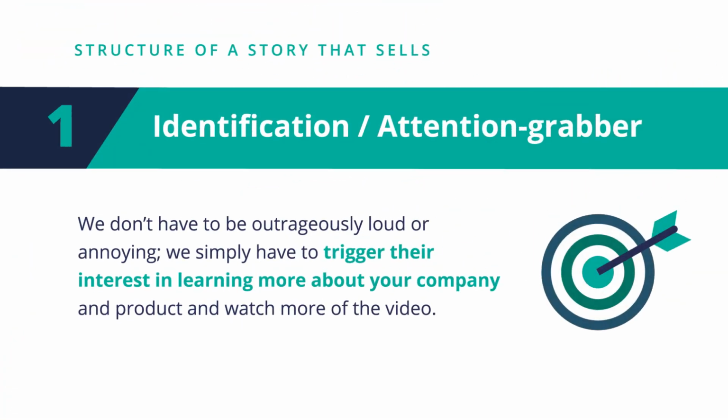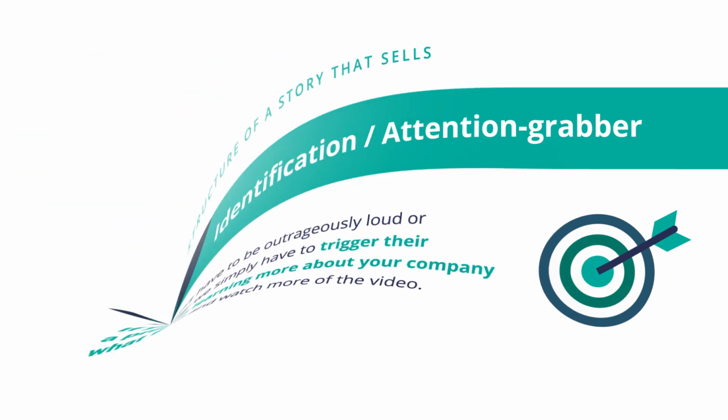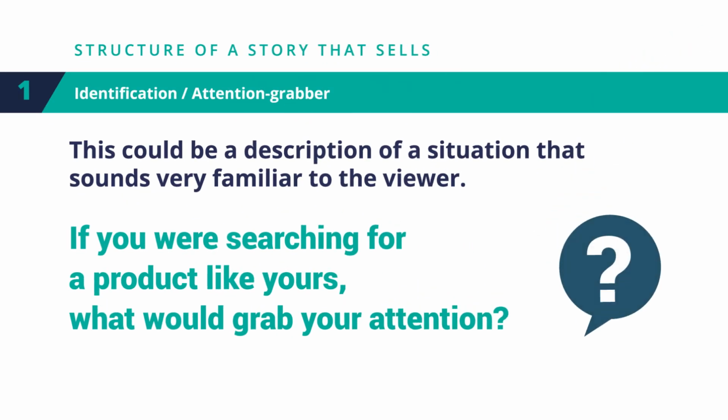Part number 1 is identification or attention grabber. First of all, at the start of a video, we want to get a viewer's attention. We don't have to be outrageously loud or annoying, but we simply have to trigger their interest in learning more about your company and product and watch more of the video. This could be a description of a situation that sounds very familiar to the viewer, a bold problem or a fact that is undeniable, or something that surprises us. For example, stating that something is the opposite of what our common sense tells us.